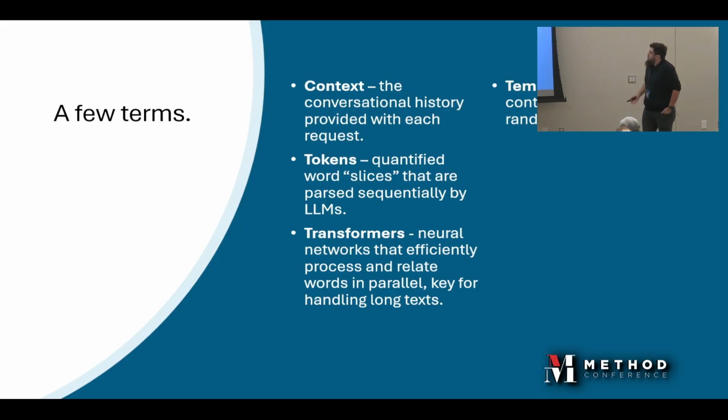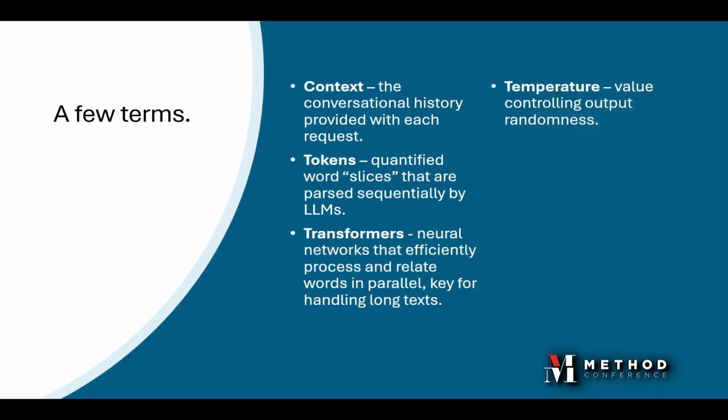Temperature. This is a value controlling output randomness, from 0 to 1. If you put it at 0, it tries to go with the most likely next word, because we were talking about predictions. If you give it a value of 1, it'll select other words that it doesn't expect would come next. How LLMs work is they say, okay, based on this text, what's the next word, the next word, the next word? So with 0, it'll go, this is the most likely next word, because it has a list of words it chooses from with percentages.